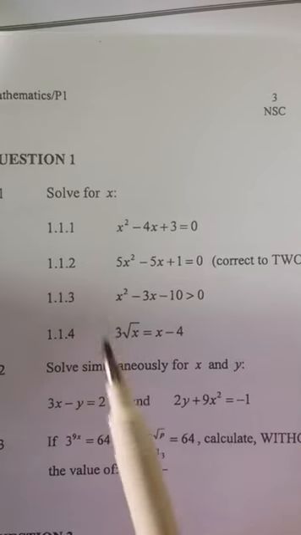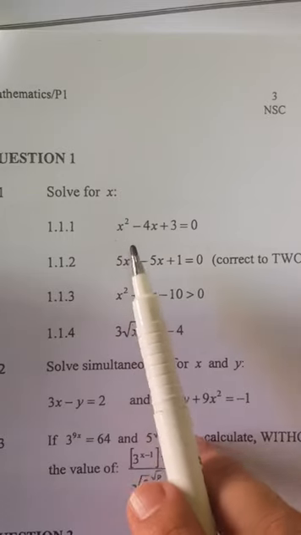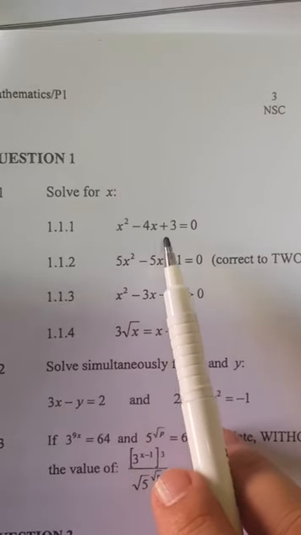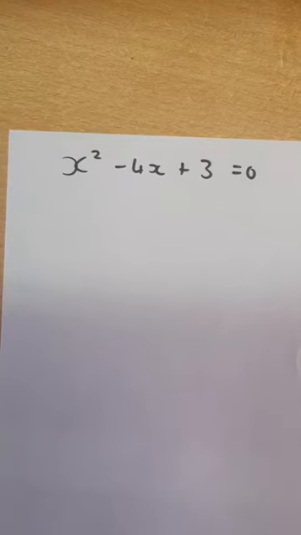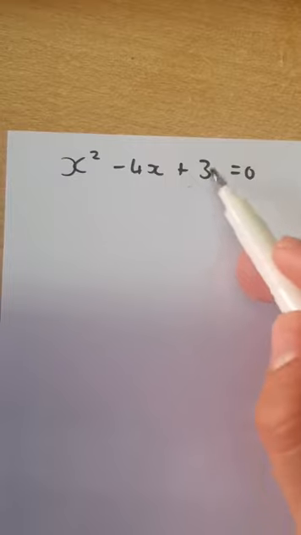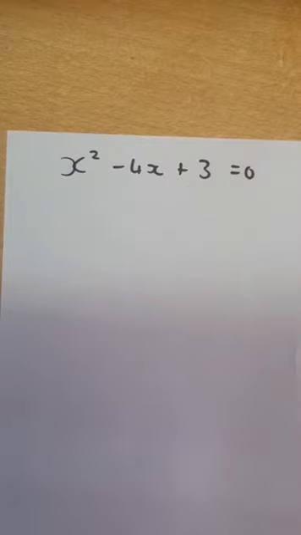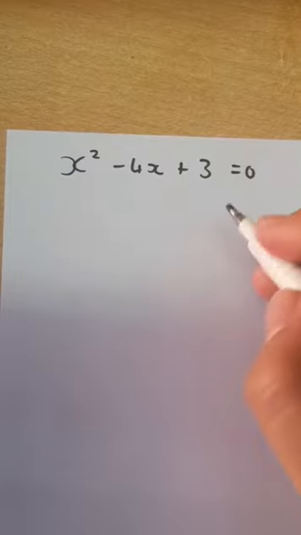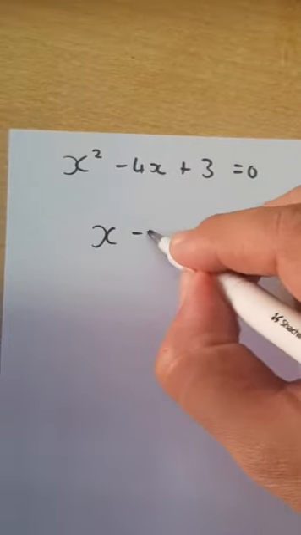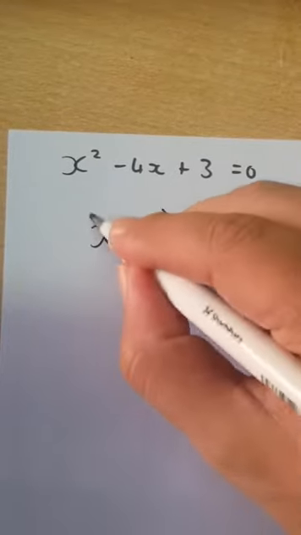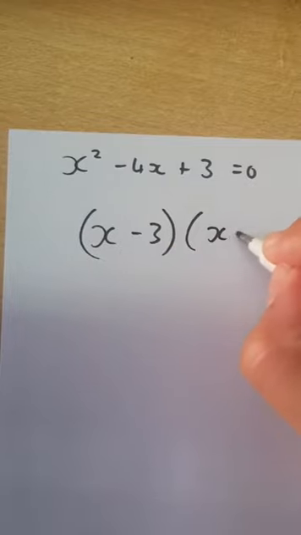Straight into it, with question 1, which says solve for x squared minus 4x plus 3 equals 0. So it looks like straight factorization. Okay, what are my factors of 3 that should give me minus 4? Well, my factors of 3 are 3 and 1, and I'm going to say x minus 3 and x minus 1.